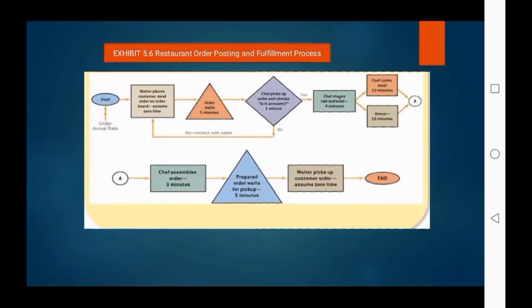Then chef assembles order, 3 minutes. Prepared order waits for pickup, 5 minutes. Then waiter picks up customer order, assume zero time, and end. So mao ni siya ang flow sa jud sa restaurant order posting and fulfillment process.